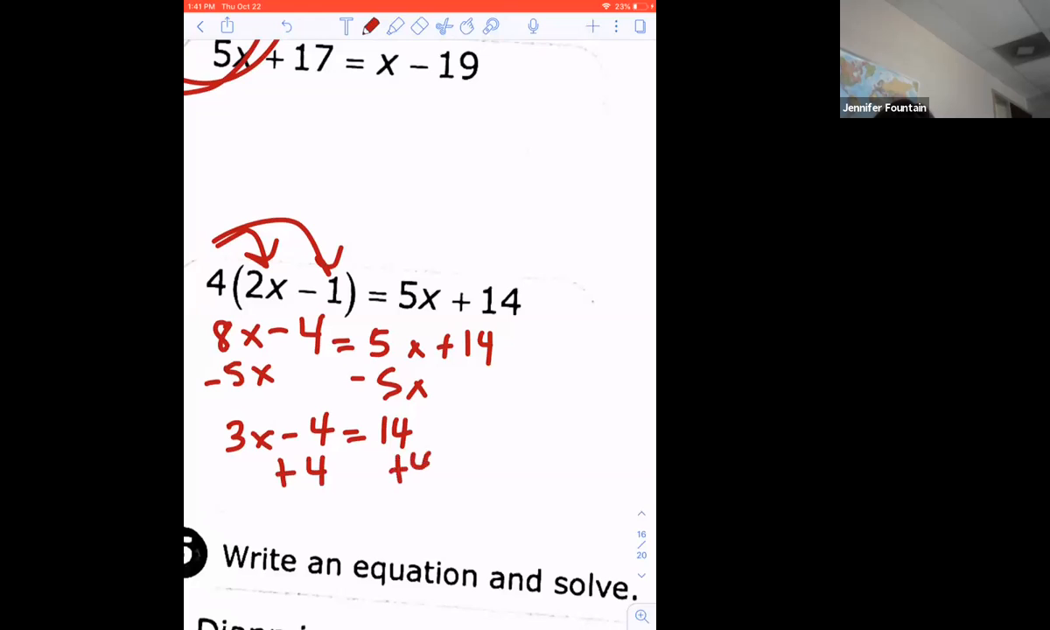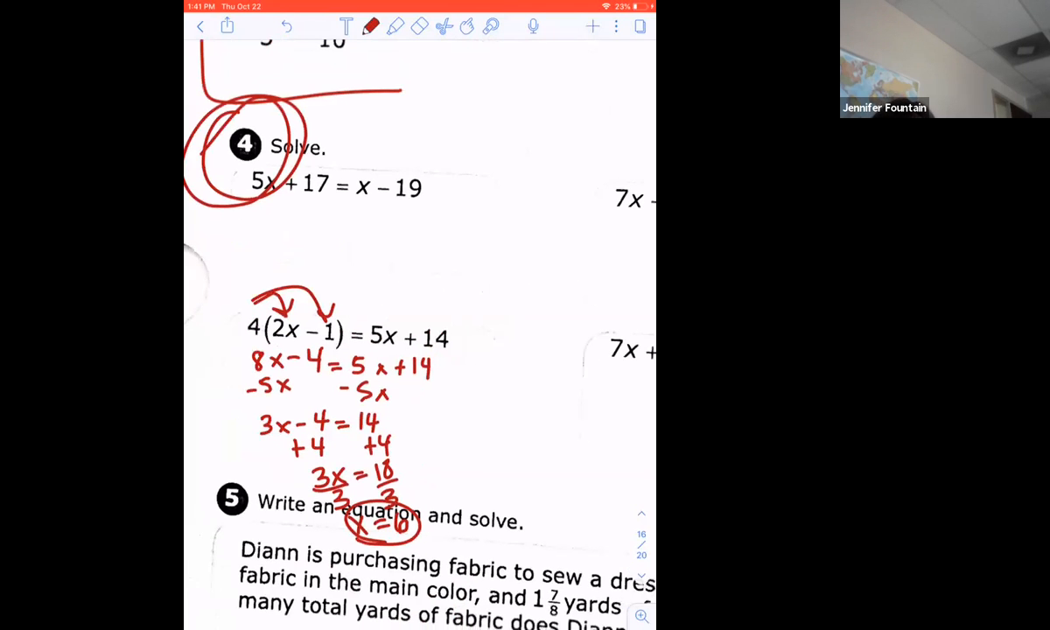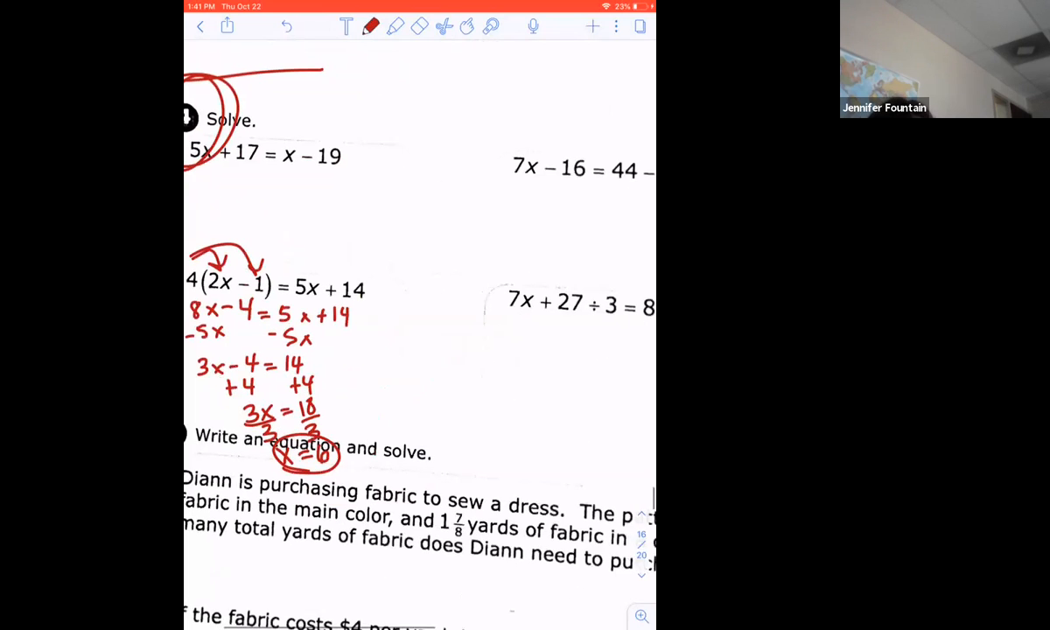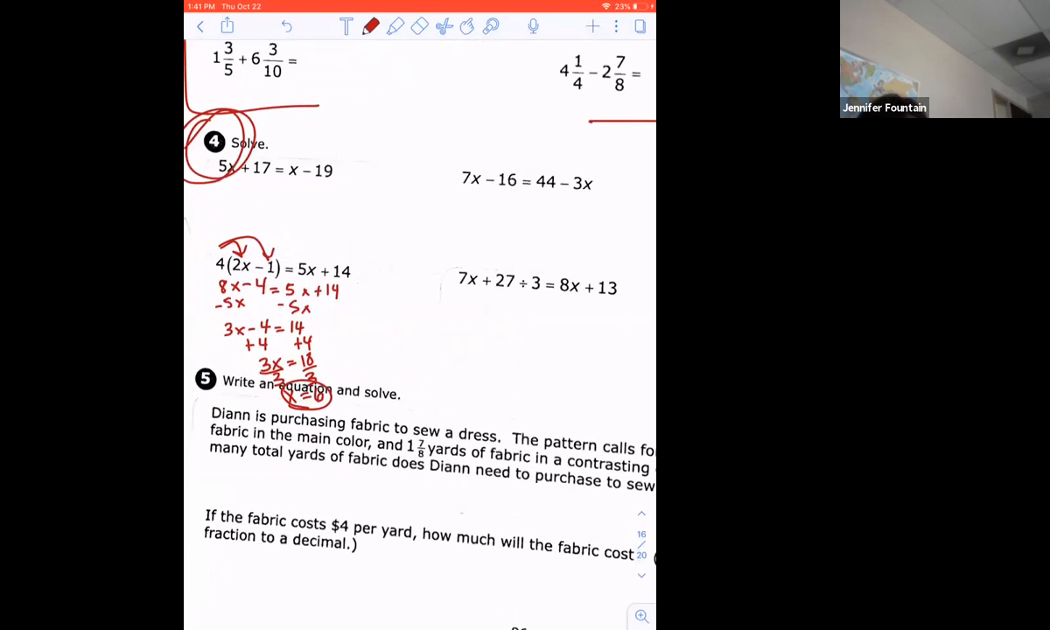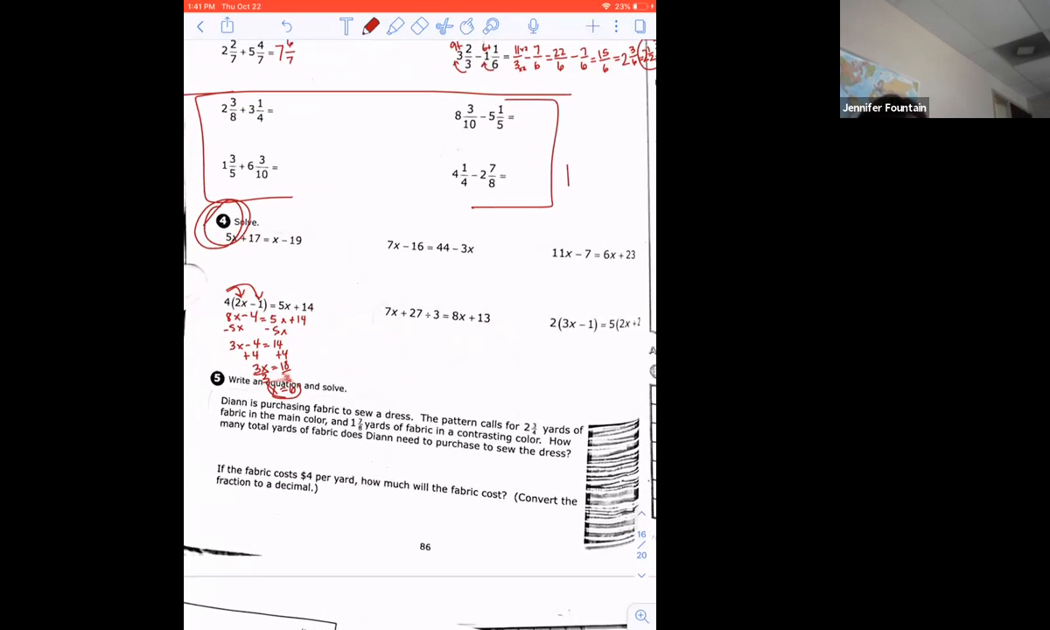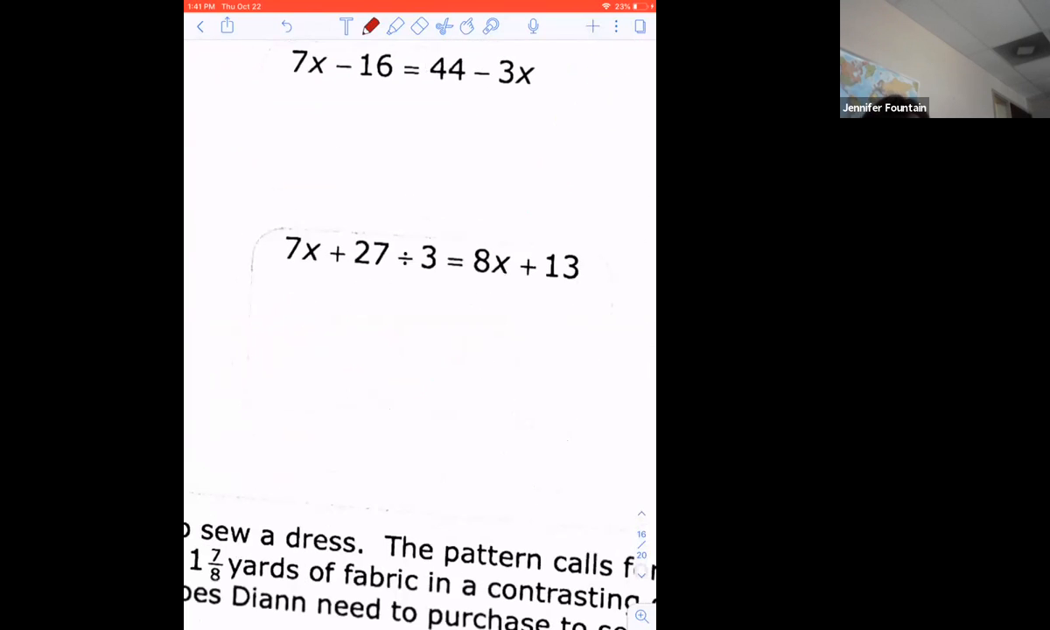So now I add 4 to each side, and 3x is equal to 18. Divide by 3, x is equal to 6. Okay, so just remember, if you have anything outside parentheses, you'll need to go ahead and distribute. You can see that you'll have that in the last problem. Also, look at the next one here.